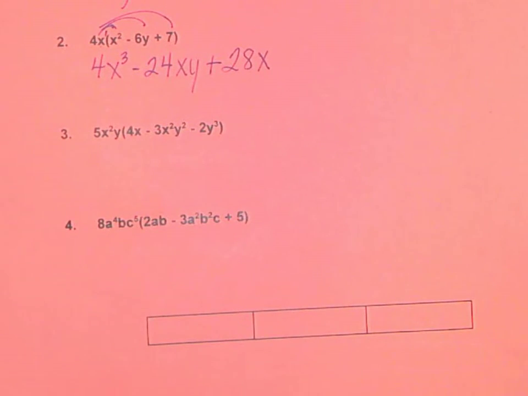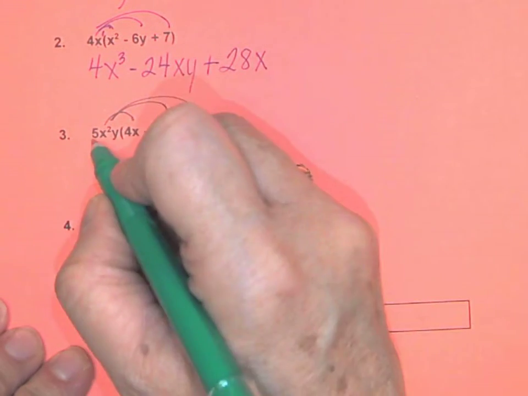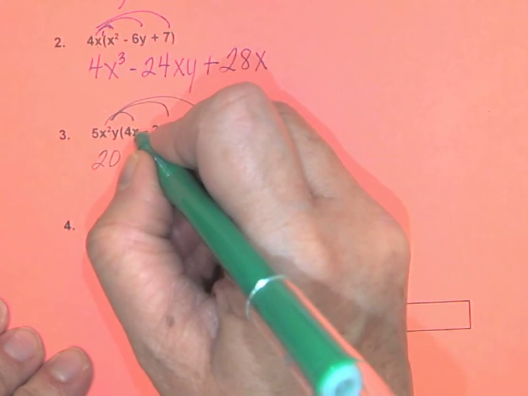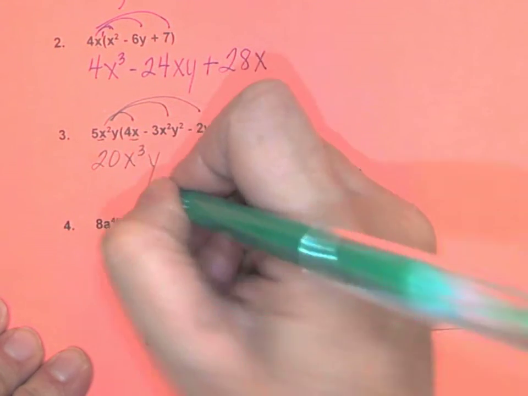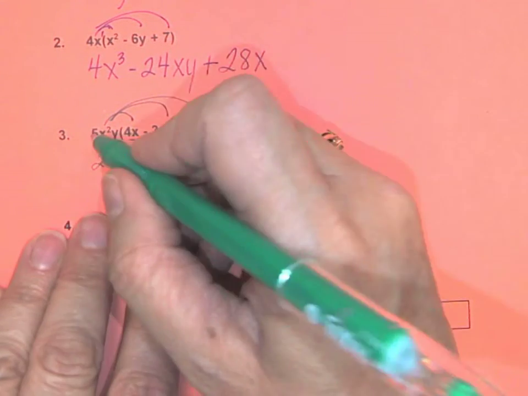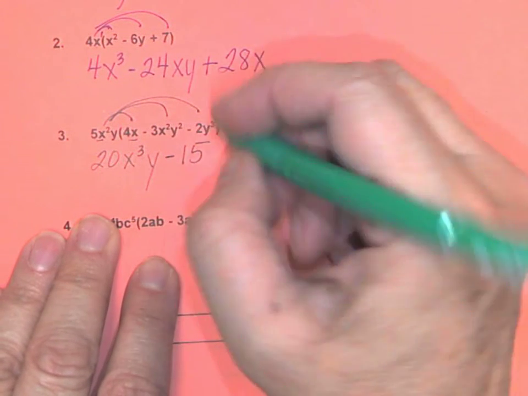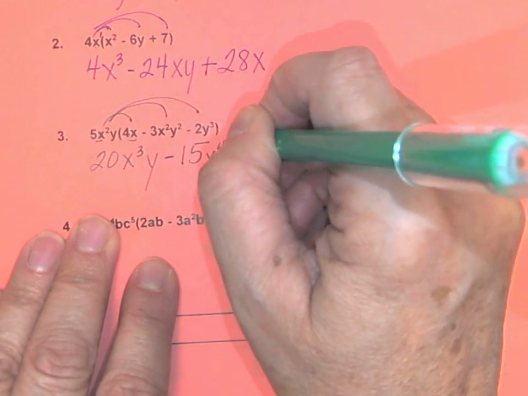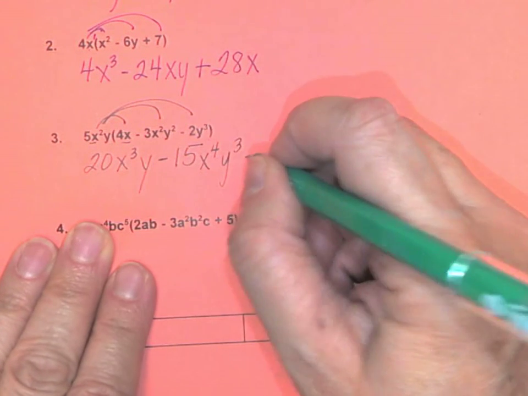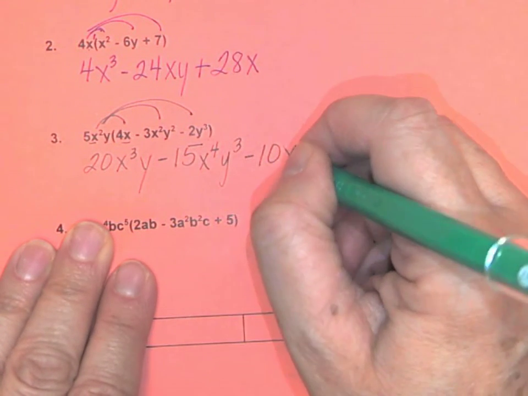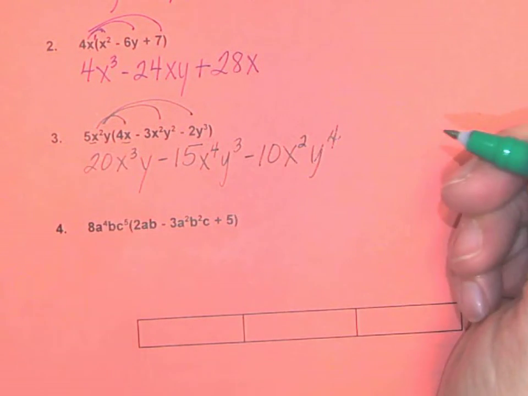Alrighty, on the next one, I'm going to take a 5x squared y, and I'm going to distribute it by everything in parentheses. 5 times 4 is 20. There's 2 x's, so I'm going to add their exponents and get x third. There's only one y, so he doesn't change. 5 times -3 is -15. Remember that the negative becomes my minus. X to the 4, y to the 3. 2 plus 2, 1 plus 2. And then 5 times -2 is -10. There's no more x's, so I keep the x squared. There's a y1 and a y3, that becomes y4.